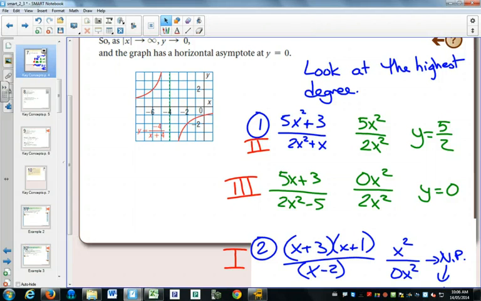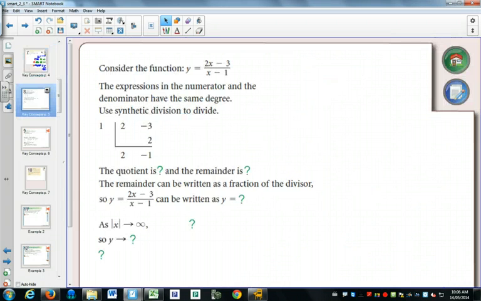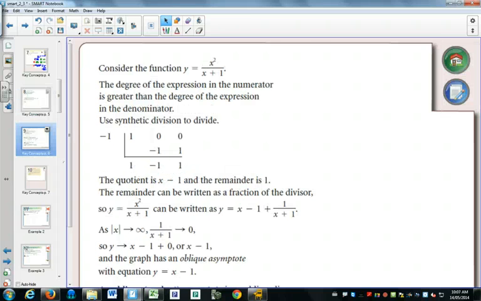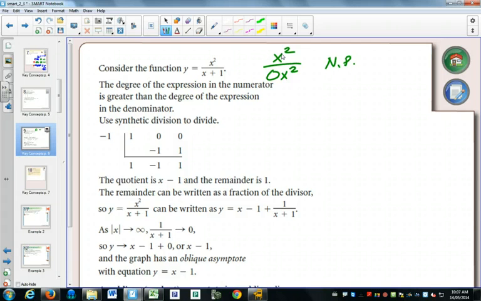When you do have group 1 and you have an oblique asymptote, this is what's going to happen. This would be an example of a group 1, x squared over x plus 1. You can see that the highest power is an x squared. We have an x squared on the top, but none on the bottom, which is telling us you're going to have an oblique asymptote.